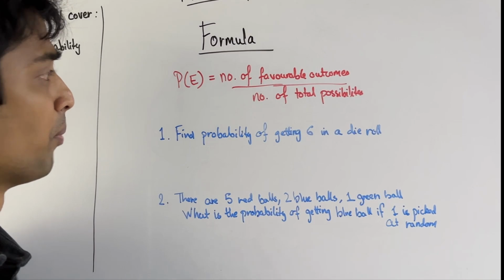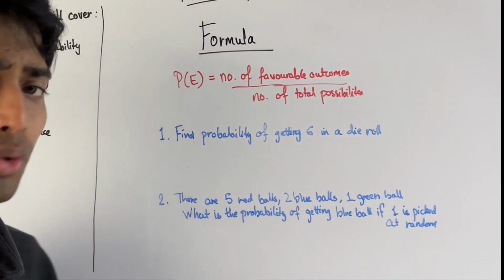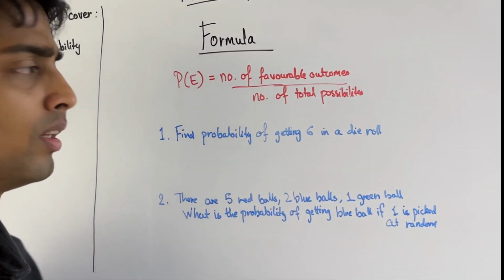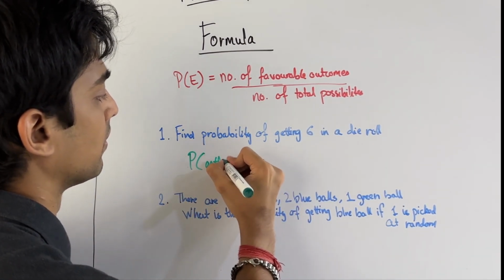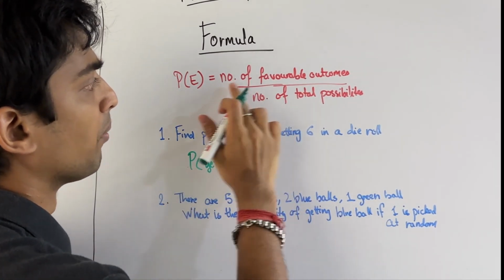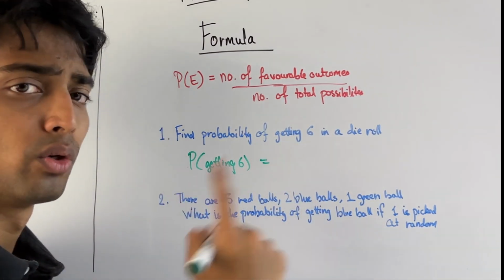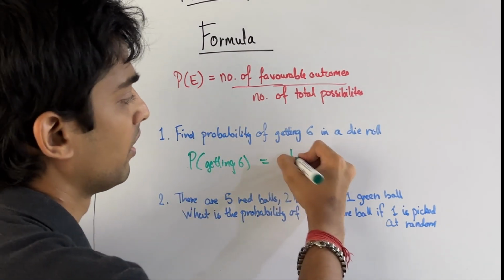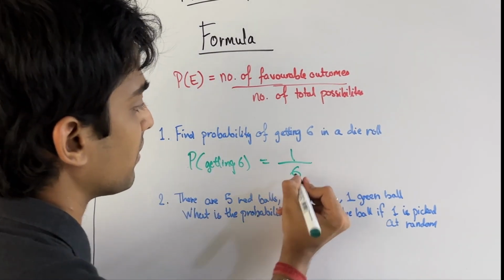The formula of finding probability is probability of an event E is equal to number of favorable outcomes upon number of total possibilities. Let's look at this question. Find probability of getting 6 in a die roll. So we want to find probability of getting 6. So probability of getting 6 is equal to number of favorable outcomes. So when we roll a dice, we'll get number 1 to 6 and we want the number 6. So there's only one favorable outcome. So 1 upon total number of possibilities is 6. We'll get a number between 1 to 6. So 1 upon 6 is the answer.